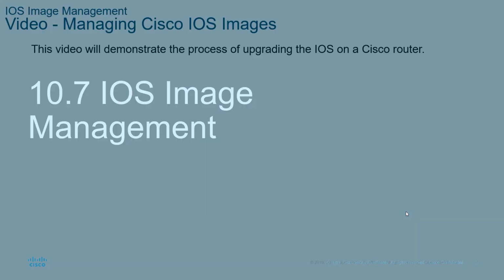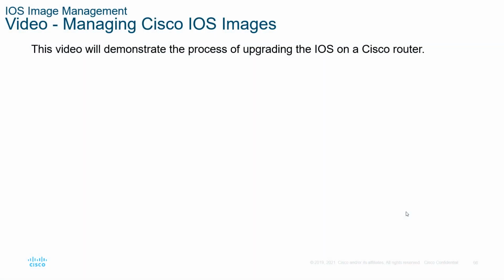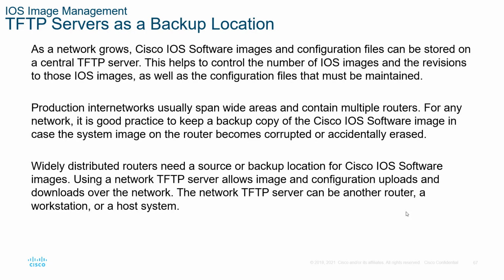Our last major section is about IOS management. So how do we upgrade a device on a Cisco router? Well, with TFTP, we would back up the IOS. We would verify that we can communicate with the location where we're going to be storing that image. So if we're putting it on a TFTP server, we want to be able to ping the TFTP server.